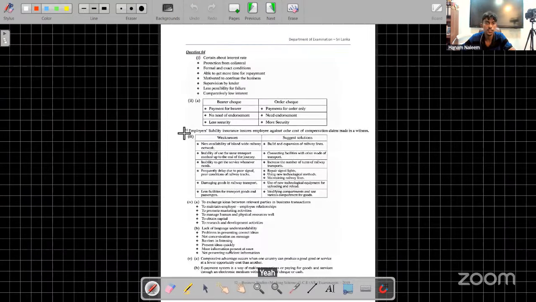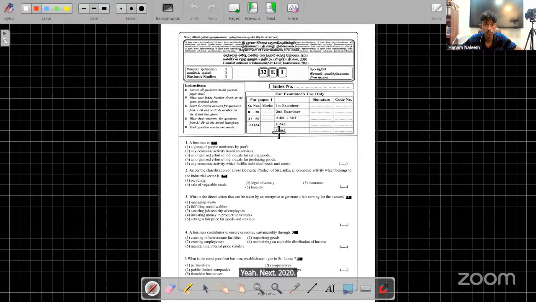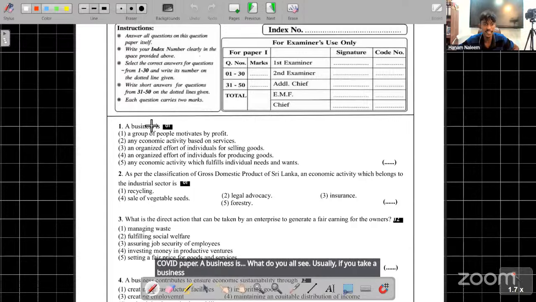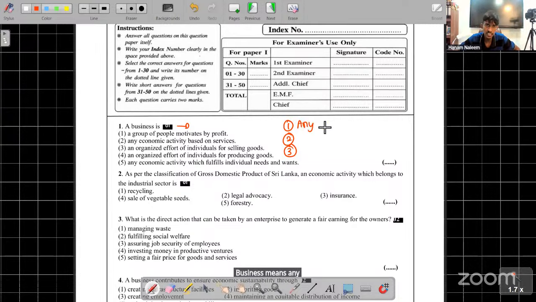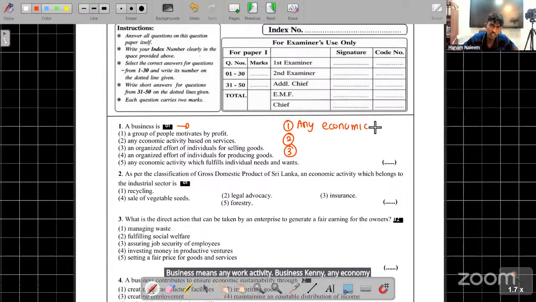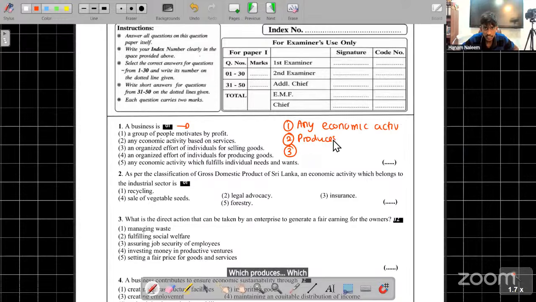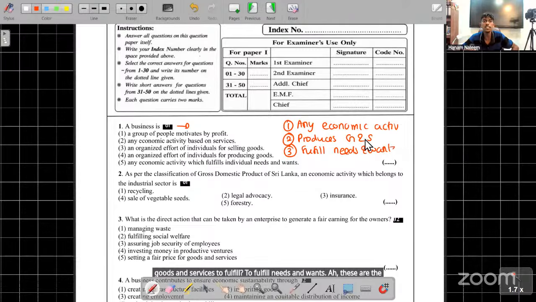Okay. Next, 2020 COVID paper. A business is, what do you all say? Usually, a business is a group of people motivated by profit. Guys, a business definition has three features. What are the three features mentioned in a business definition? What's the first one? Business means any economic activity, which produces goods and services to fulfill needs and wants.